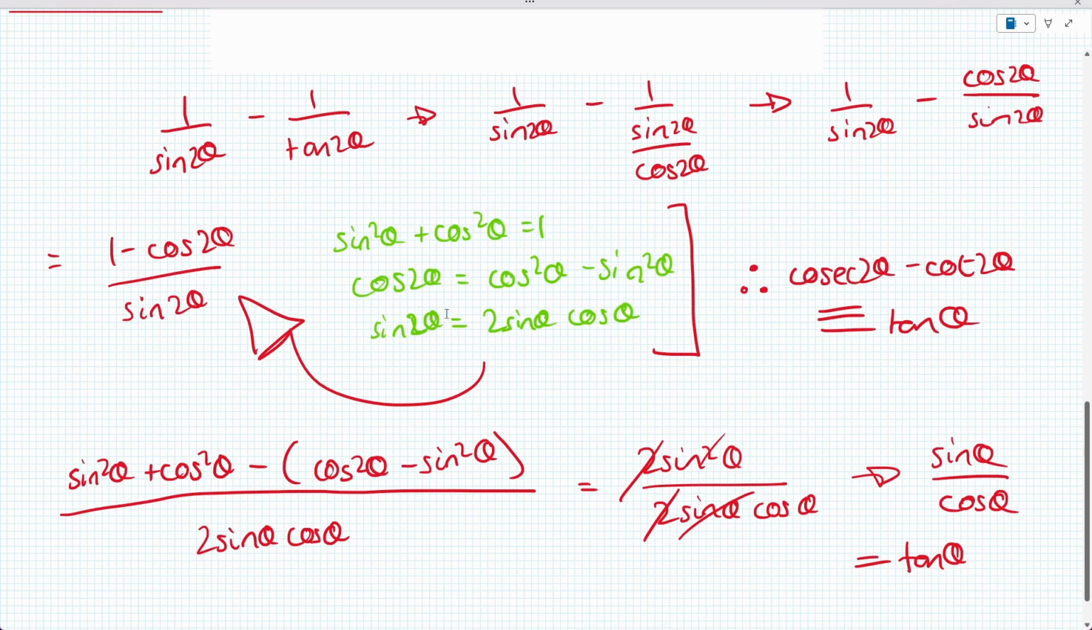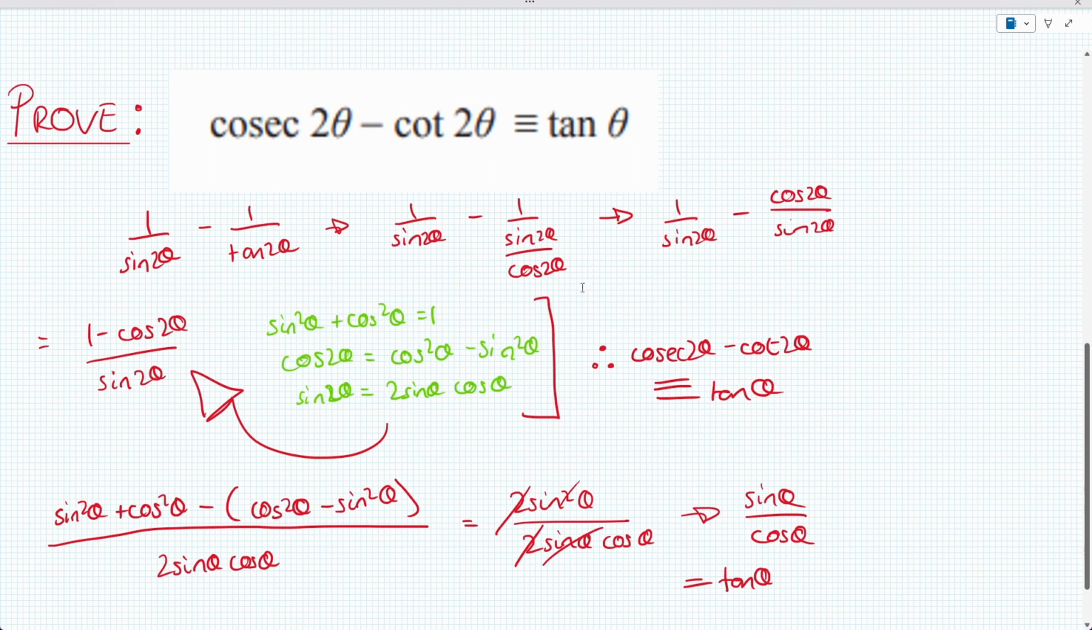Make sure that you memorize all of your trigonometric identities. I've zoomed out here so you can have a look at all of the working.